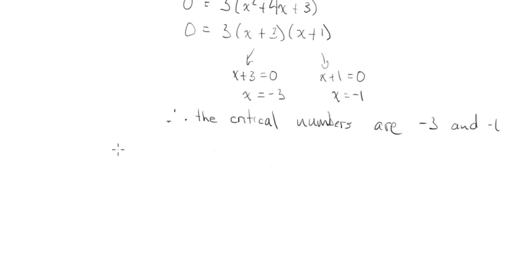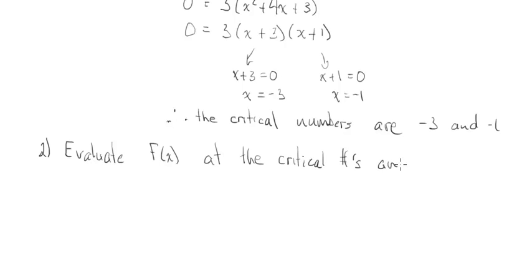And that's the second step. In order to do that, all you have to do is figure out the y value. So evaluate f of x at the critical numbers and the endpoints. We'll start with one endpoint, f of -4. So figure out what f of -4 is. It just means sub in -4 into the equation.